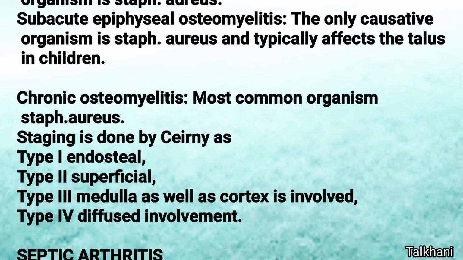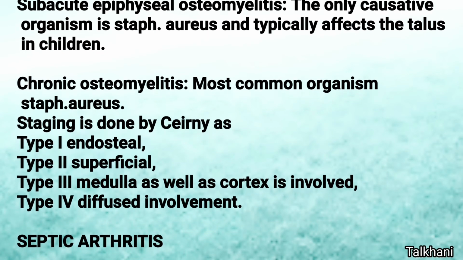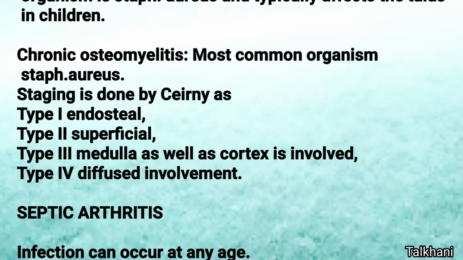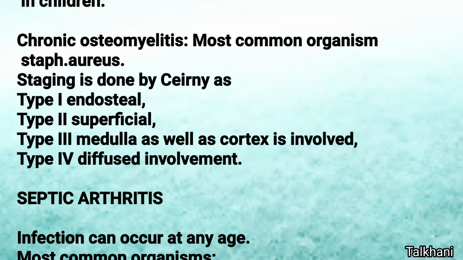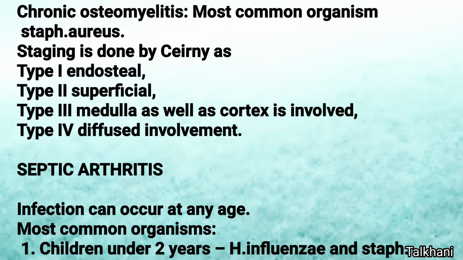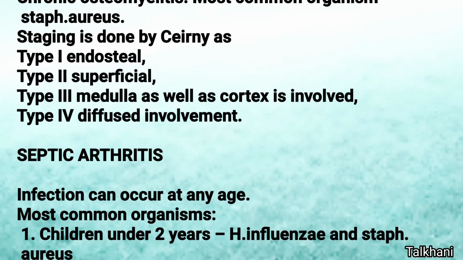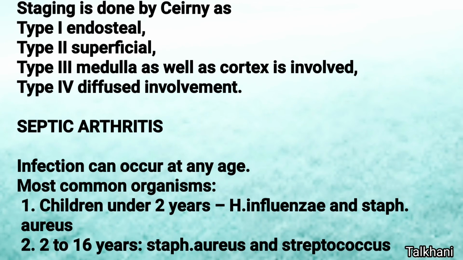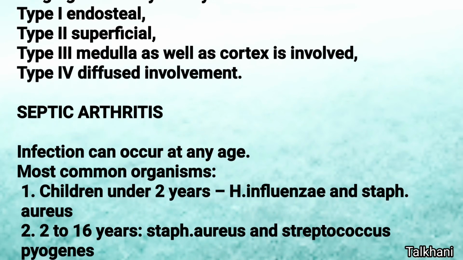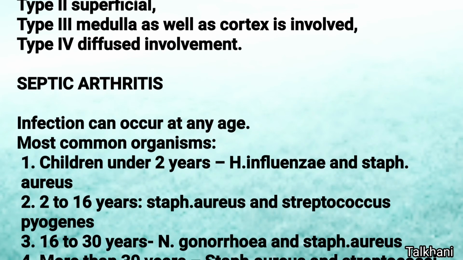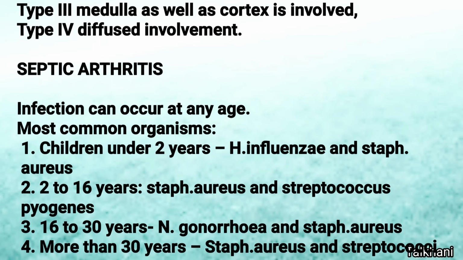Septic arthritis. Joint infection can occur at any age. Most common organisms causing septic arthritis are: number 1, children under 2 years, H. influenzae and Staph aureus. Number 2, between 2 to 16 years, Staph aureus and Streptococcus pyogenes. Number 3, between 16 to 30 years, N. gonorrhoeae and Staph aureus. Number 4, more than 30 years, causative organisms are Staph aureus and Streptococci.